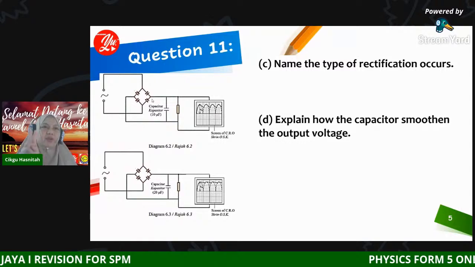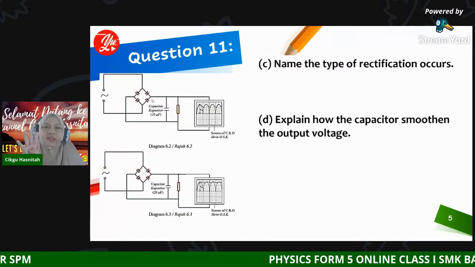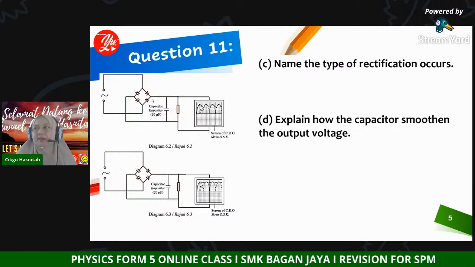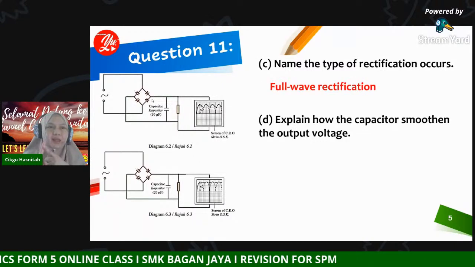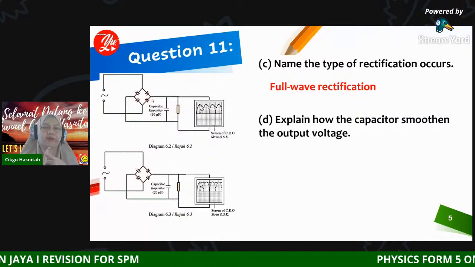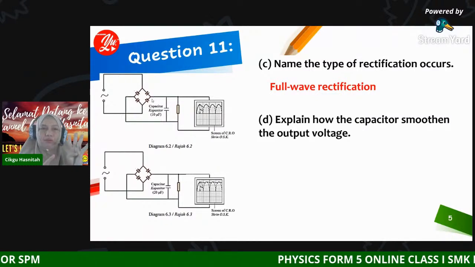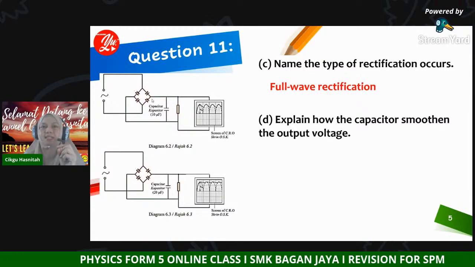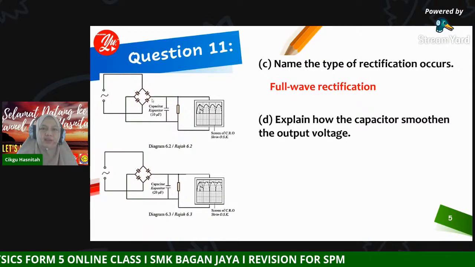So now you can see 4 diodes in the diagram. So 4 diodes mean it is full-wave rectification. Remember, class, if it is one single diode only, it is half-wave rectification, and for 4 diodes, it is full-wave rectification. So the answer is full-wave rectification.